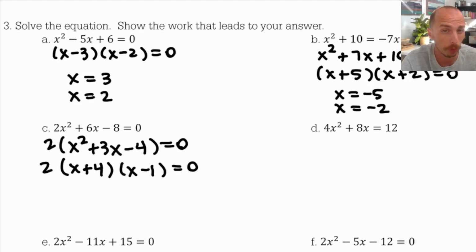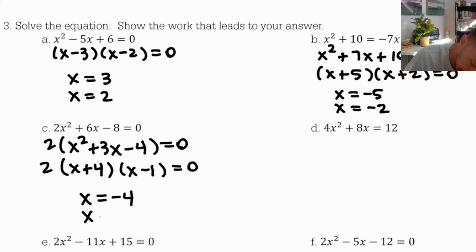Either it's the case that 2 is equal to 0, which we know it's not. Okay, so there's no solution there. Or x plus 4 is equal to 0, which gives me x equals negative 4. Maybe x minus 1 equals 0, that would give me x equals 1, and that'll be my solutions. Okay, it would also be a bad sign if you saw 3 solutions to a degree 2 polynomial.